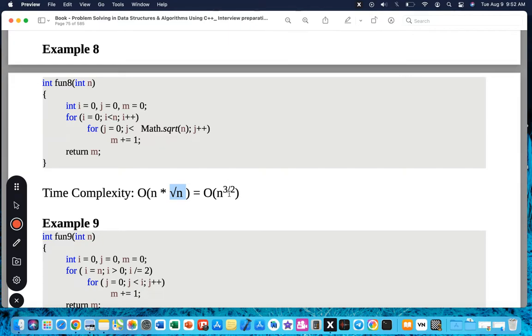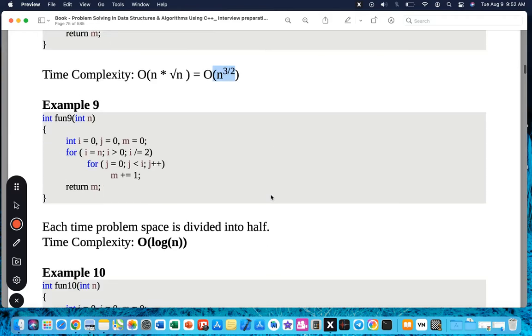3/2 is 1.5, right? This is 1, the power is 1. And here any square root is a half, so 1.5. Just math, okay?